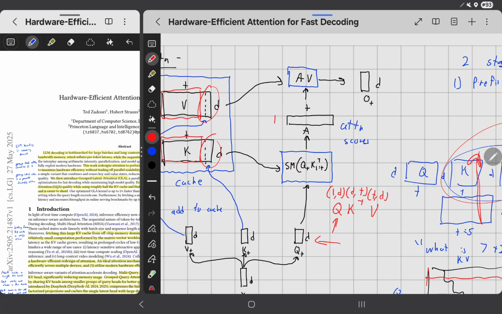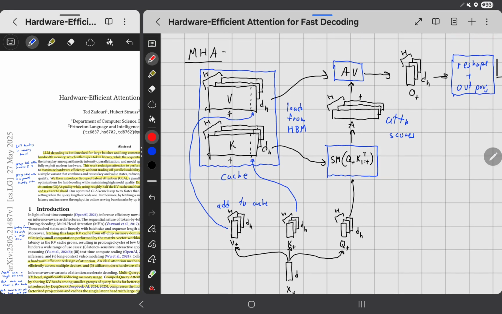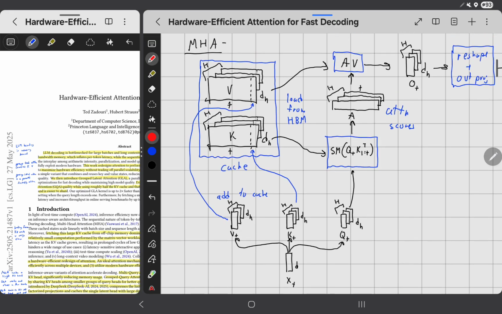To add on top of that, we actually do multi-head attention, and multi-head attention kind of makes this problem worse. Unless d is equal to the number of heads times the head dimension, then it's the same problem.